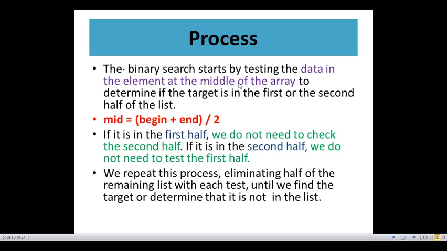Here we are using this procedure. Binary search starts by testing the data element at the middle of the array. So here is the mid. How to calculate mid? Begin plus end divided by 2. If the target is in the first half, we do not need to check the second half, so half the time is reduced. If it is in the second half, we do not need to test the first half. We repeat this process, eliminating half of the remaining list with each test, until we find the target or determine that it is not inside the array.